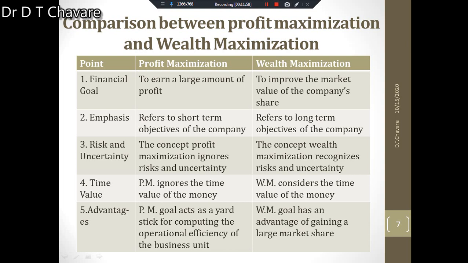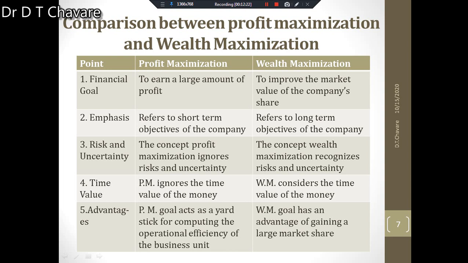Then with the help of the third point also we can differentiate these two aspects. What is the third point? Risk and uncertainty. In case of profit maximization, the concept of profit maximization ignores risk and uncertainty.